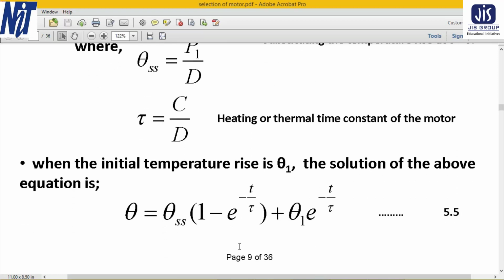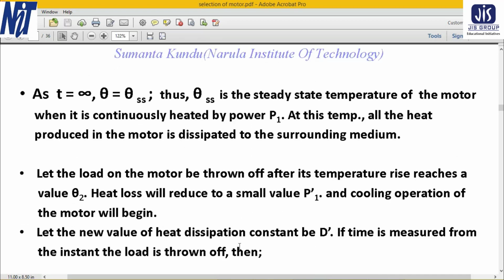And now suppose I have thrown off the load, I cut the load from my system. So now what will happen? Now the temperature reaches the value θ2, meaning there is heat loss, because now the load is not connected in the drive system. So the heat loss will reduce to a small value P1'. Previously it was P1. Now as the load is thrown off, the heat loss component will reduce to P1' and the cooling operation of the motor starts.